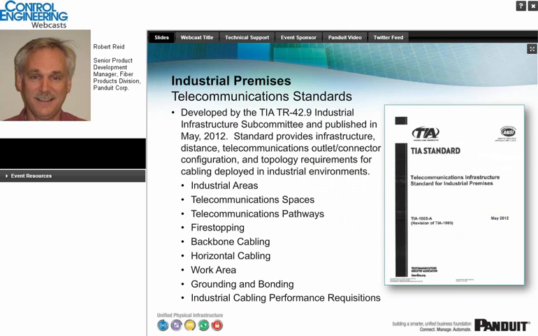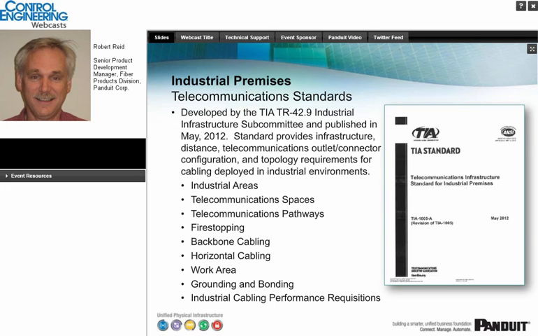The key standard that governs it at the top level is the telecommunications infrastructure standard for industrial premises. Now, this is a TIA standard. There is a group within TIA, TR 42.9. It's the Industrial Infrastructure Subcommittee. And this is a fairly recent standard.